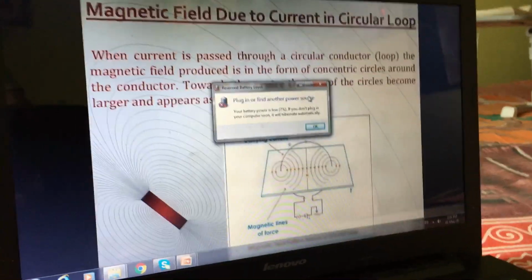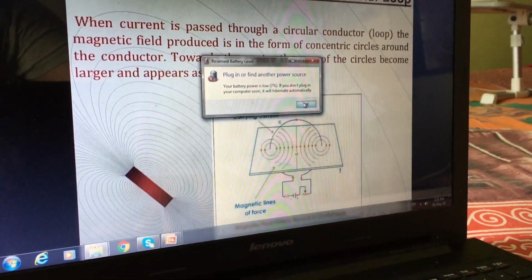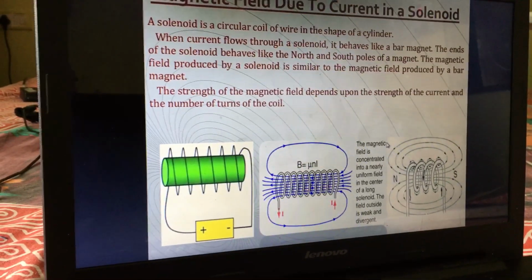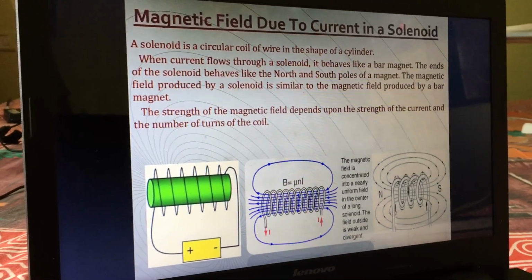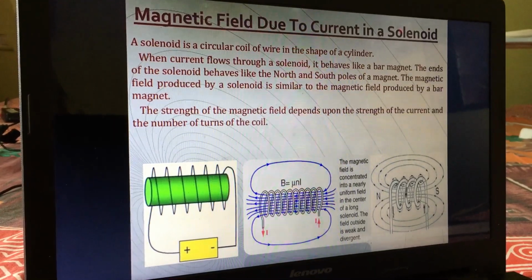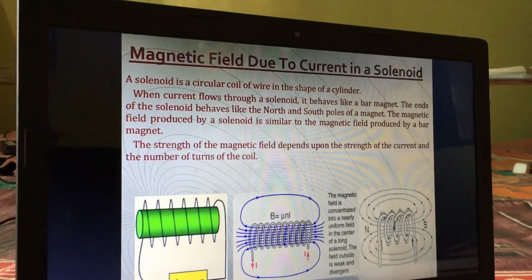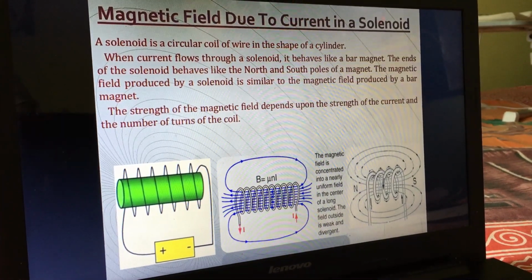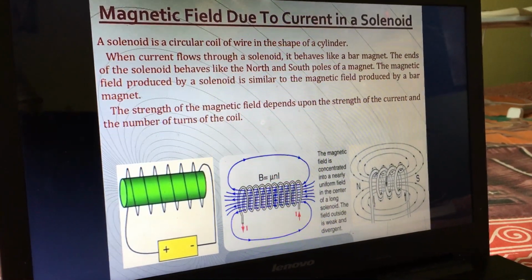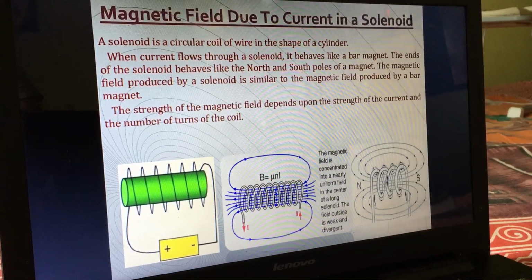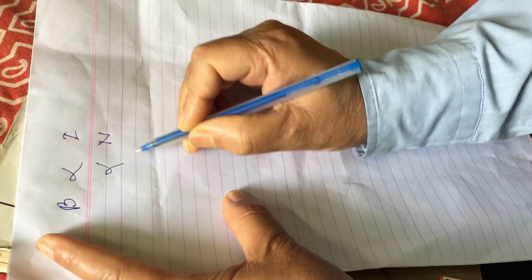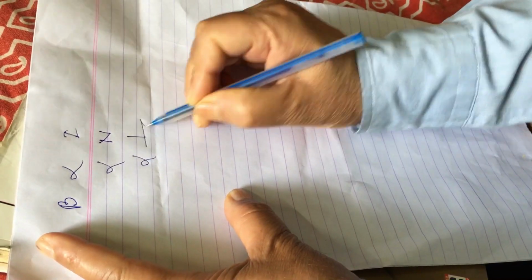Now children, if we want to increase the magnetic field, which is represented by capital letter B, it is directly proportional to current. It is directly proportional to current. It is directly proportional to the number of turns, and it is inversely proportional to the radius.